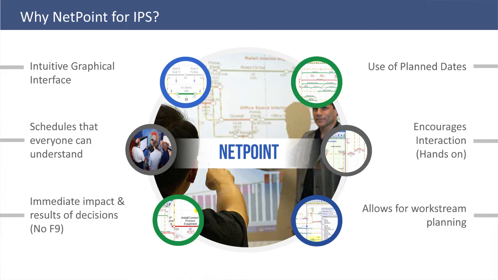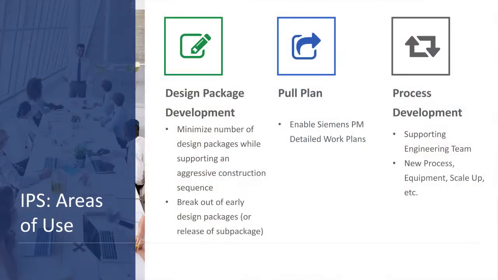And then finally, we've found a lot of benefit in work stream planning. Using the linear spatial aspects of it, you can define your work streams and then see how the work streams align. You can get that vertical alignment. So what are the 3 sub-areas? What are we working towards here that we find the biggest benefit for? Design development, pull planning, and process development.